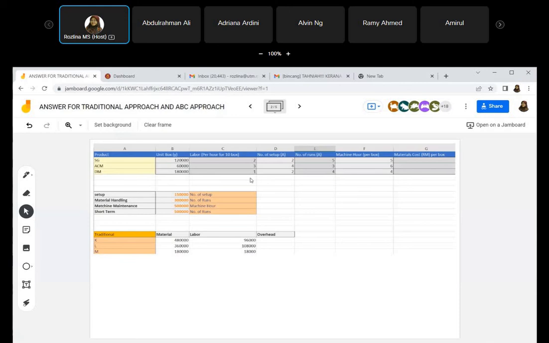Otherwise, yes, you have to build 4 brackets: 1, 2, 3, 4 brackets. Okay, that is labor. Overhead, RM.